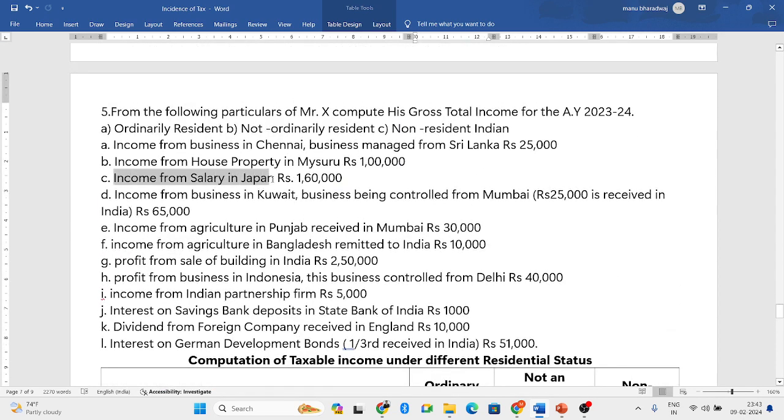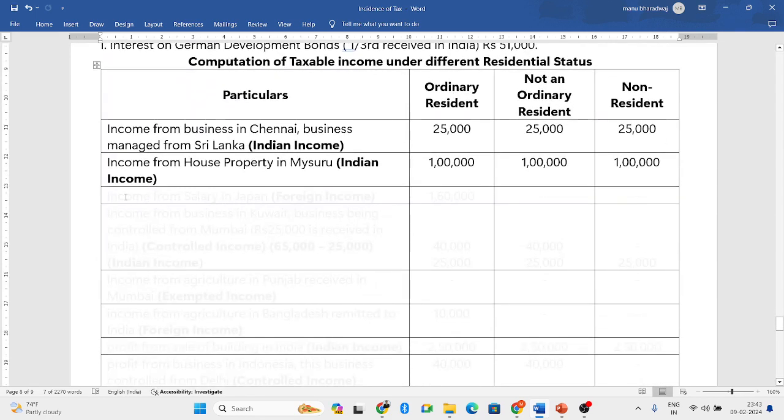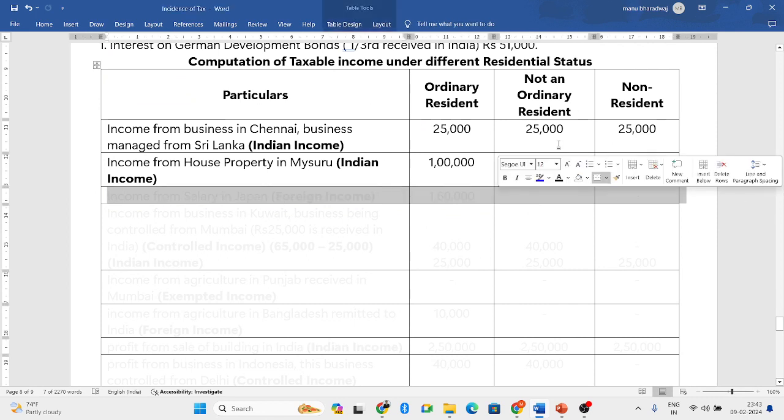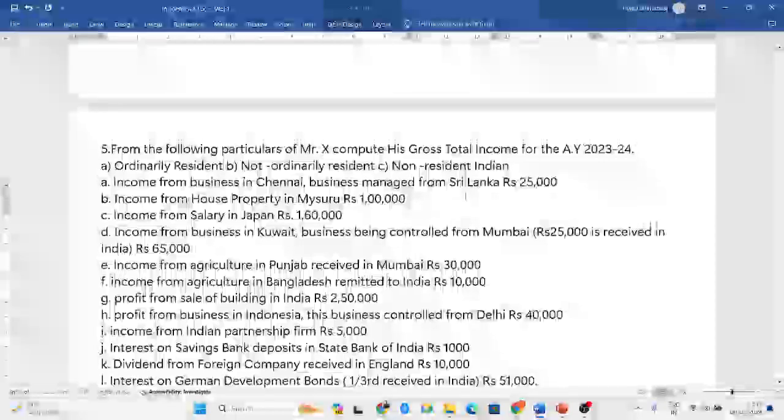Next, income from salary in Japan. So salary, the income arising aspect is outside India. Receiving aspect is also outside India. When both the aspects are outside India, it is considered as foreign income. So this is foreign income from other sources. When it is foreign income from other sources, only the ordinary resident will be taxed. Only the ordinary resident will be taxed.